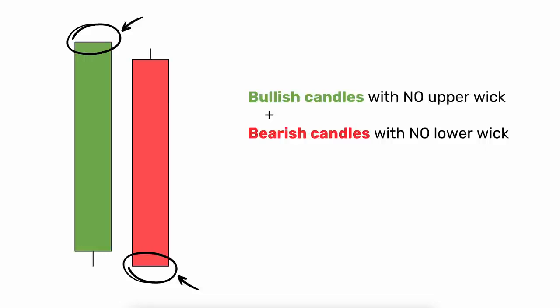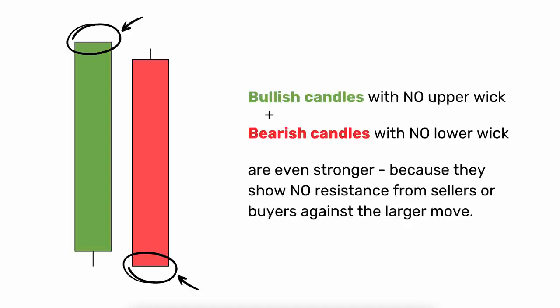And leading on from that, bullish candles with no upper wick and bearish candles with no lower wick, so just flat tops and flat bottoms like these, although they're reasonably rare in the market, when they do print, they are even stronger than little wicks because they show no resistance from sellers or buyers against the larger move throughout the specified period of time. So if we see an hourly candle close completely bullish with absolutely no wick above, it gives us a very strong indication that the buyers are fully controlling this market right now. There is no resistance from sellers.